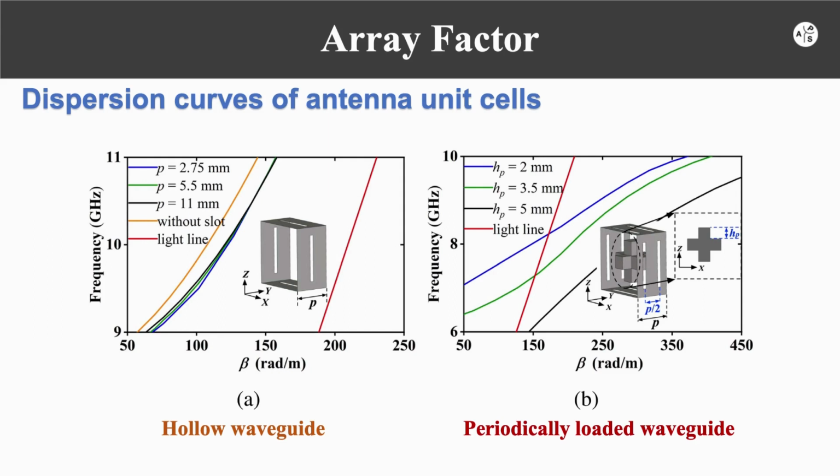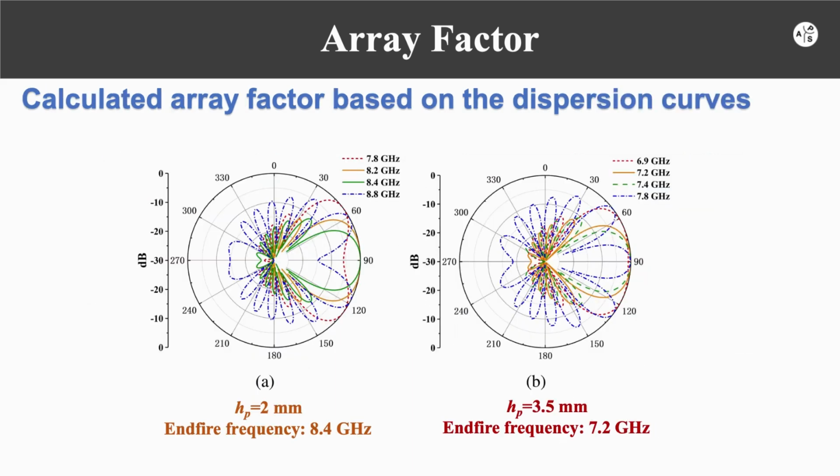To overcome this problem, a periodically loaded waveguide core is proposed to provide efficient dispersion control. The unit cell used in the proposed waveguide with an inner core is shown in the inset of figure B. Obviously, the value of beta is greatly improved with the increase of the pin height HP. To validate this approach, the ideal array factors were calculated.